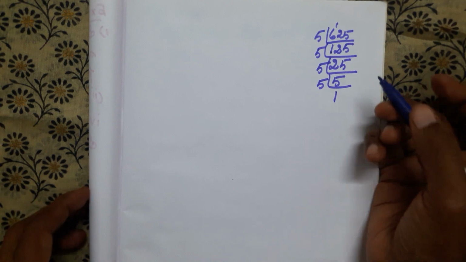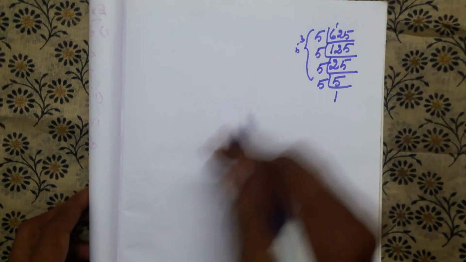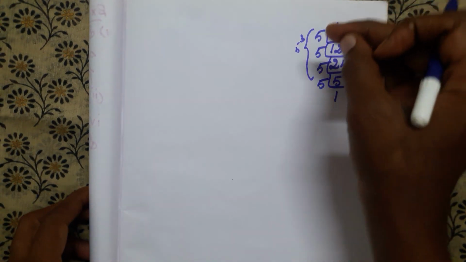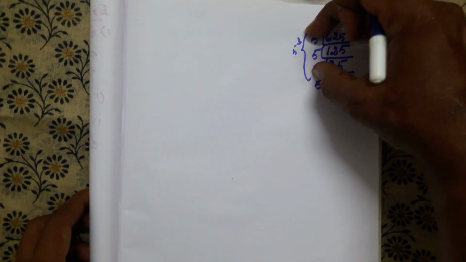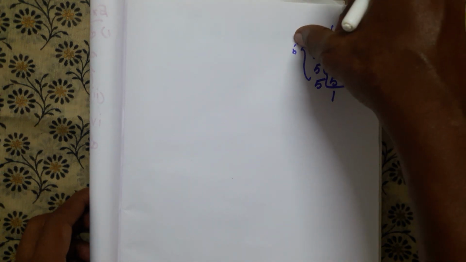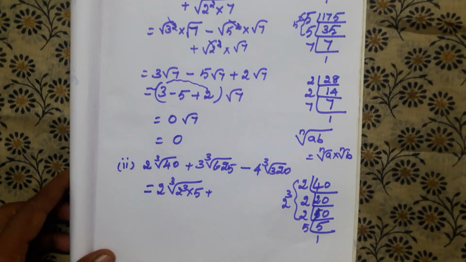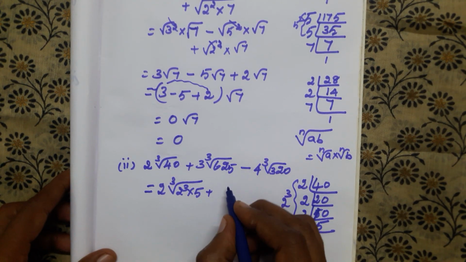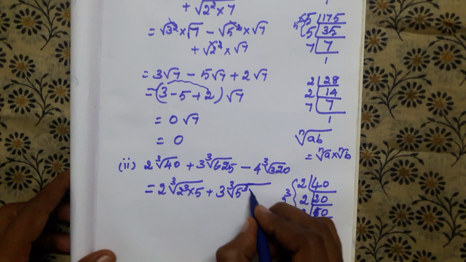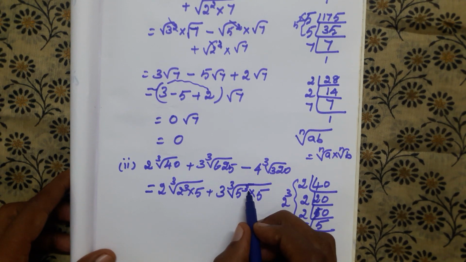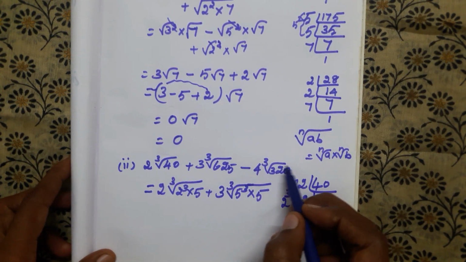1 5 is 5. How can we write it? 5 cube into 5. We can write this. Why? The order is 3, so we have to write three 5s together. So 5 into 5 into 5 is equal to 5 cube. This 5 we have to write simply. So we can write 3 into cube root of 5 cube into 5. Now again we have to factorize this 320.